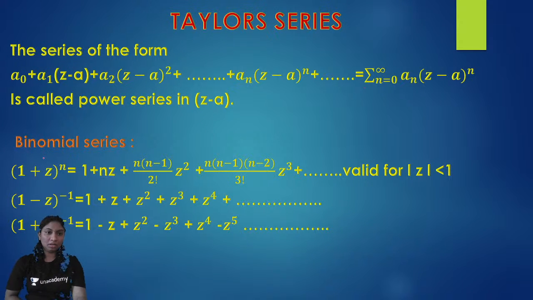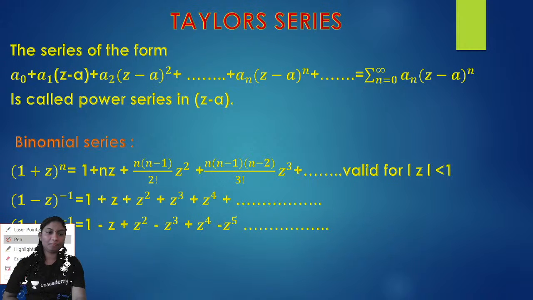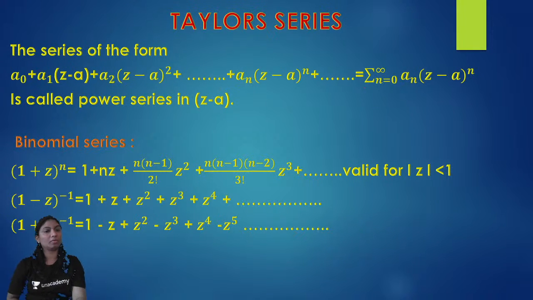So see here the binomial series, (1 plus z) raised to n and so on. This is valid for mod of z less than 1. We will use this series also. This is your binomial series, and (1 plus z) raised to n is equal to 1 plus nz plus n into (n minus 1) by 2 factorial into z squared plus n into (n minus 1) into (n minus 2) upon 3 factorial into z cubed plus and so on.